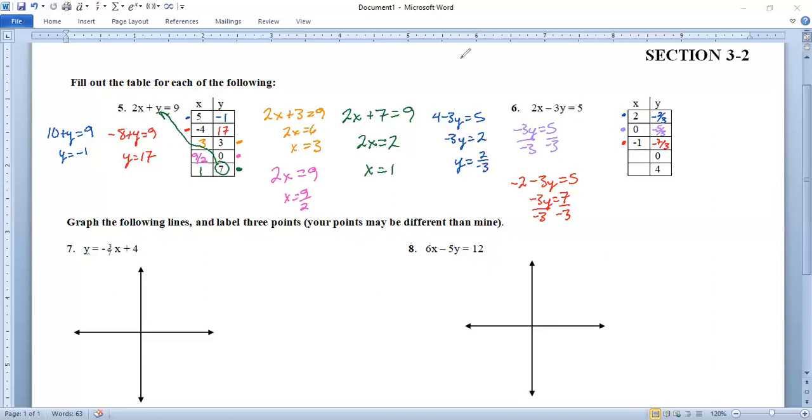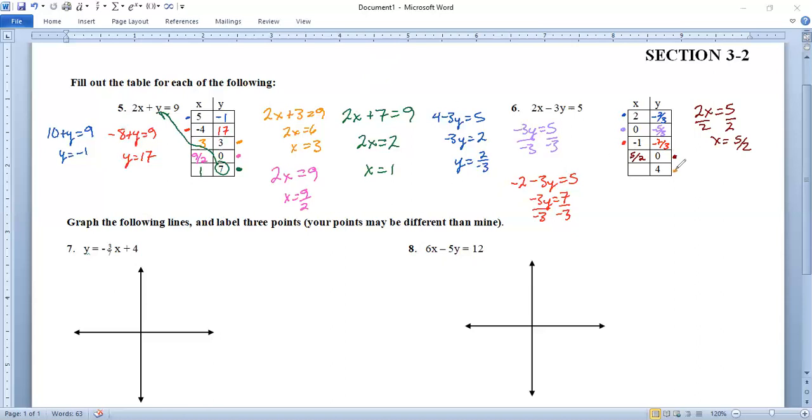Okay, so let's use this burgundy color here. Stick 0 in for y, and we get 2x minus 0 equals 5. Divide by 2, divide by 2, and we get x equals 5 halves. In the calculator, it'd be about 2.5. So 5 halves there.